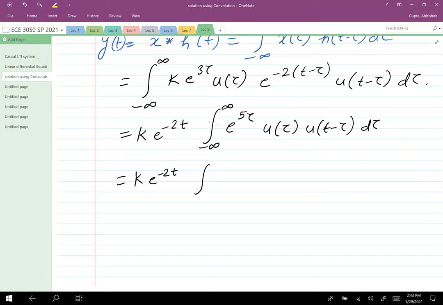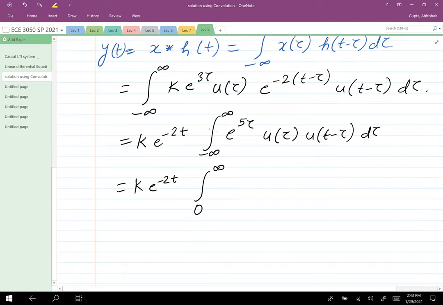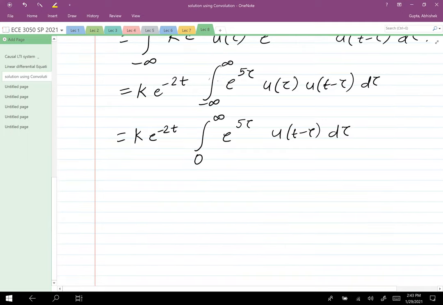For the tau unit function, shouldn't it change the bounds from zero to infinity? Because anything less than zero. Right. Okay. So zero to infinity, e raised to five tau, u of t minus tau d tau. Okay. What else?